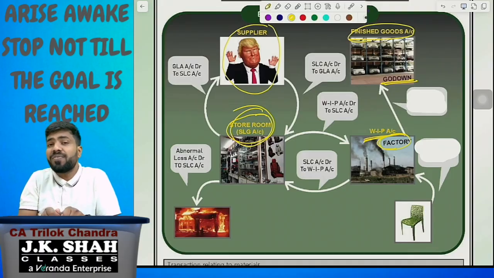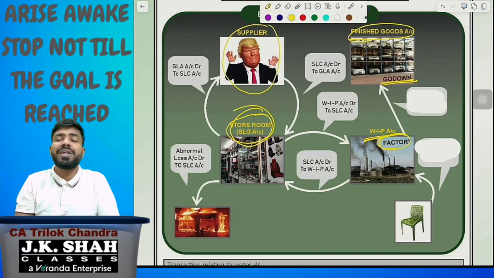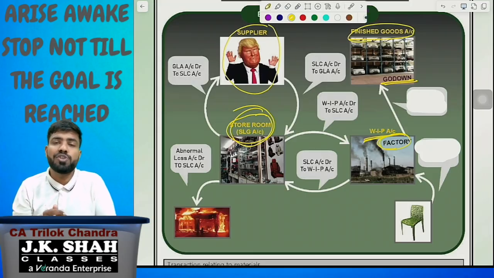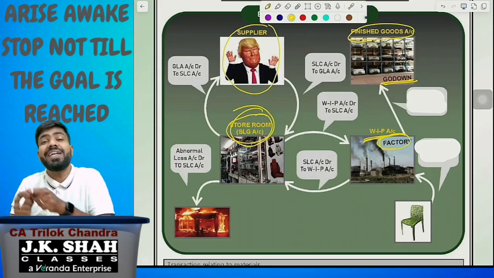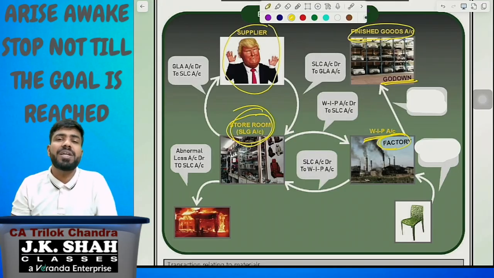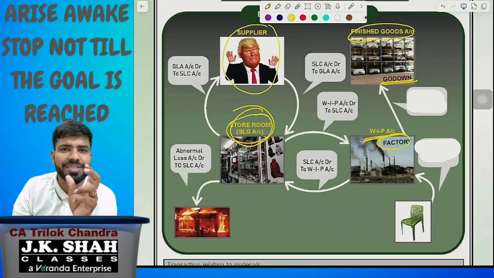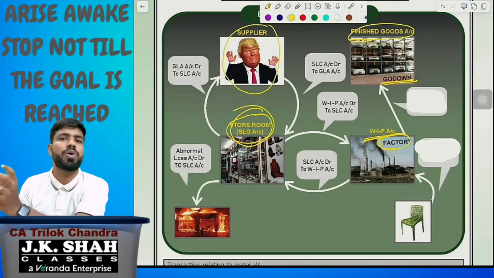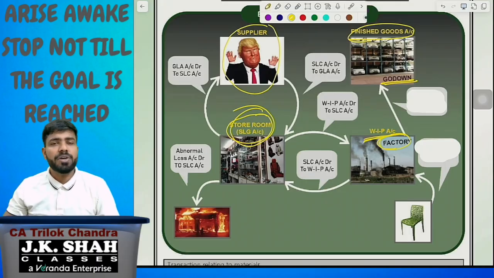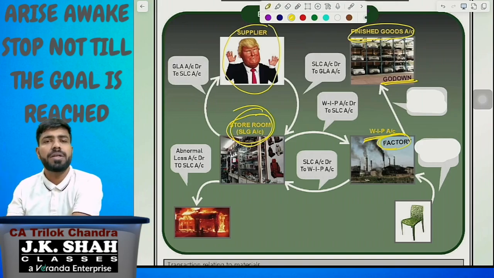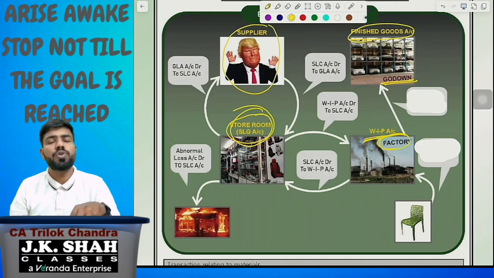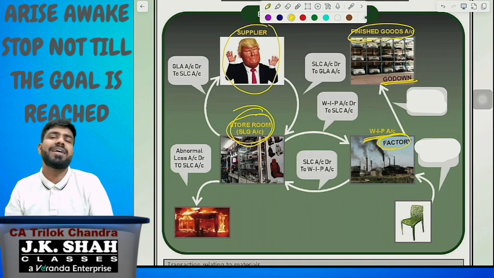Now, issue of indirect material. Issue of material for repairs and maintenance. Listen to me carefully. I am discussing the sixth one. Issue of indirect material or issue of material for the repairs and maintenance. The moment I say indirect material, it is nothing but production overhead. Which account to be debited? Production overhead account debit to SLC account. From storeroom we are issuing, so we are crediting the SLC account.